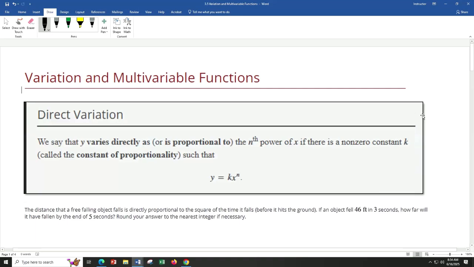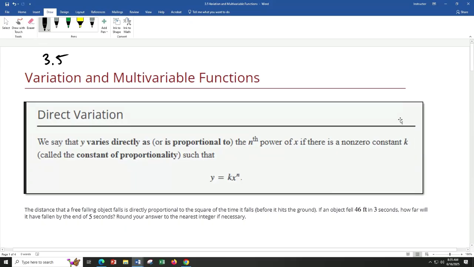Variation. This is going to be 3.5, variation in multivariable functions. Okay, like I said, you've seen this before. They're using a little bit different terminology than I've said before in a past class, but what you're going to see is this. I'm going to just give you an example of one.